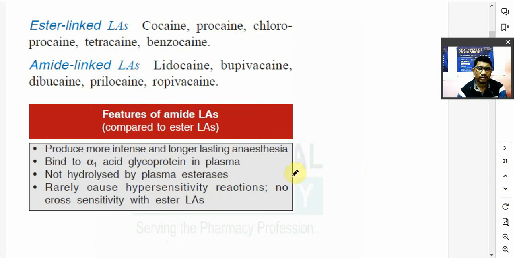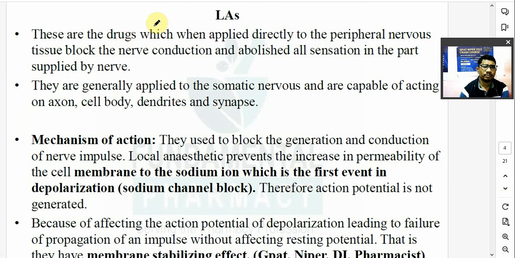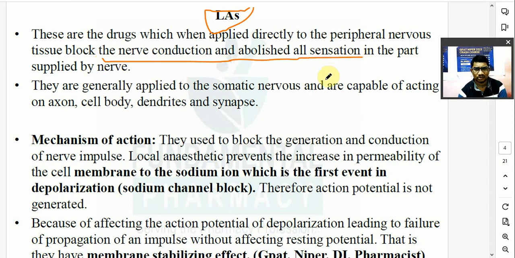Don't worry about that. So local anesthetics. What do you mean by local anesthetic? These are the drugs which, when applied directly on peripheral nervous tissue, block the nerve conduction and abolish all sensation in the part supplied by the nerve. They are applied locally, to a particular area, and they will block the nerve impulse conduction there, and they can abolish all types of sensation.